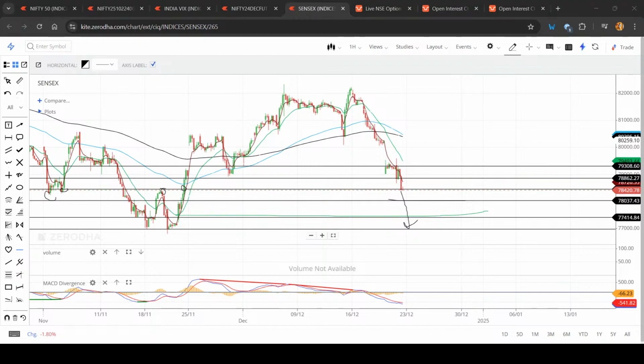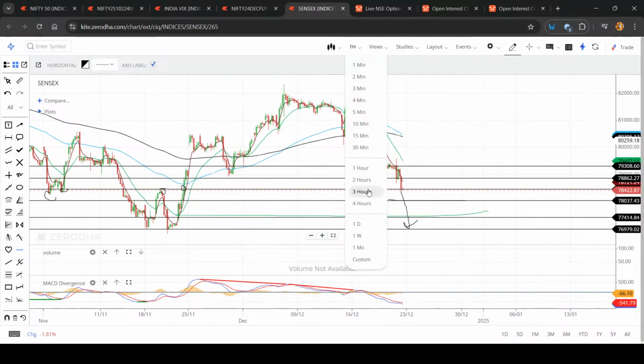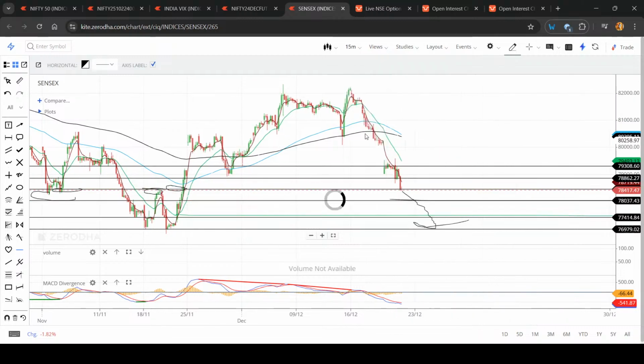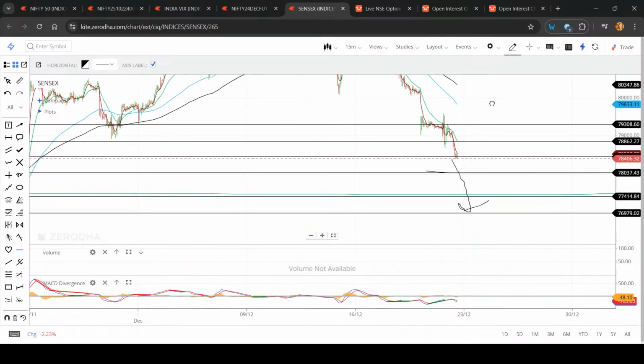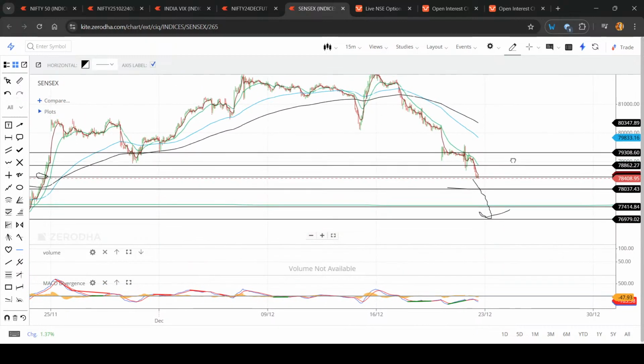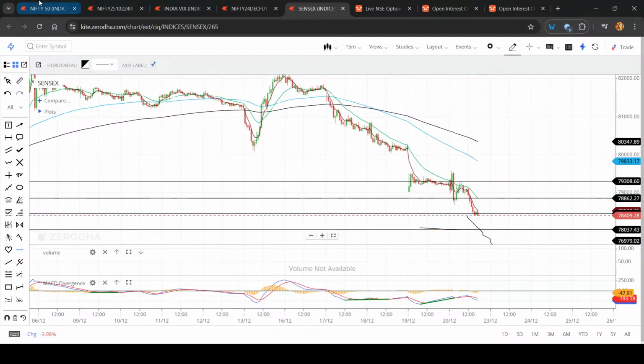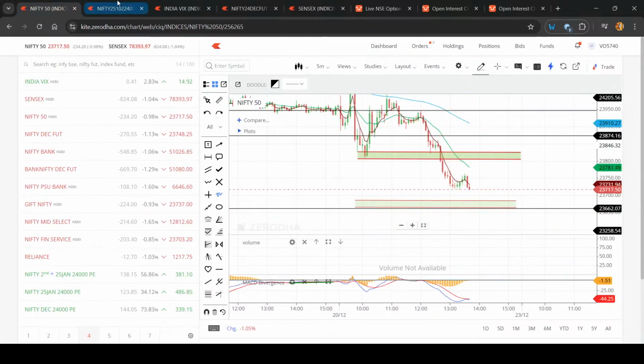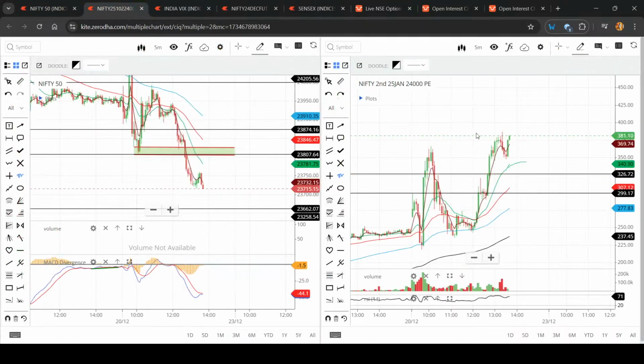So Sensex has broken the level of 78,500. Alright, the premium is increasing beautifully. I think there's no doubt in this.